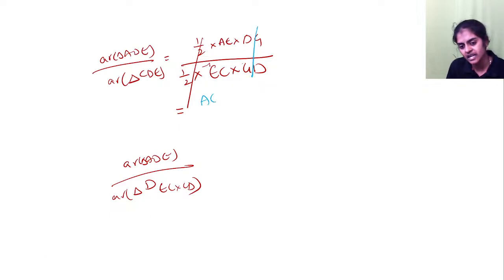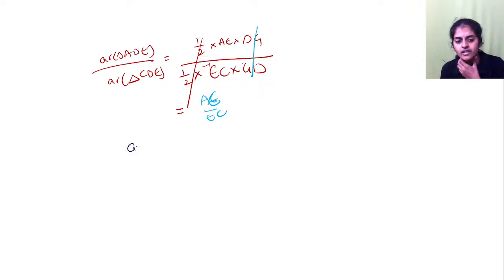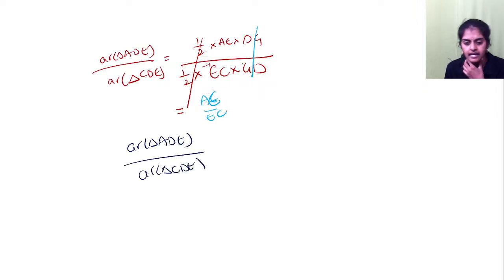DGGD same, so AE by EC. So what we needed has come. Now we know that in a parallelogram, area of triangles in between the same parallel lines are equal. So in that case what we can do is, see here, area of triangle ADE by area of triangle CDE is equals to AE by EC.